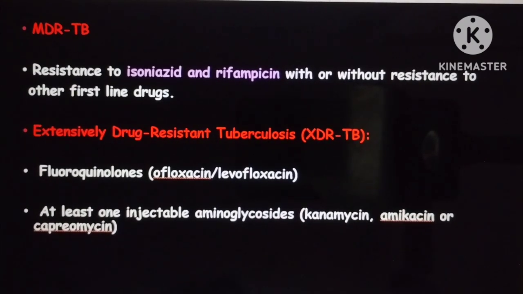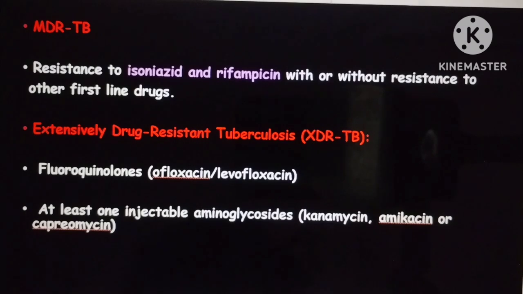Okay, so friends, this completes the Mycobacterium tuberculosis and leprae. Just remember like this: what are the general characters, what are the clinical features, what is the lab diagnosis, and what is the treatment? Enough. So next.